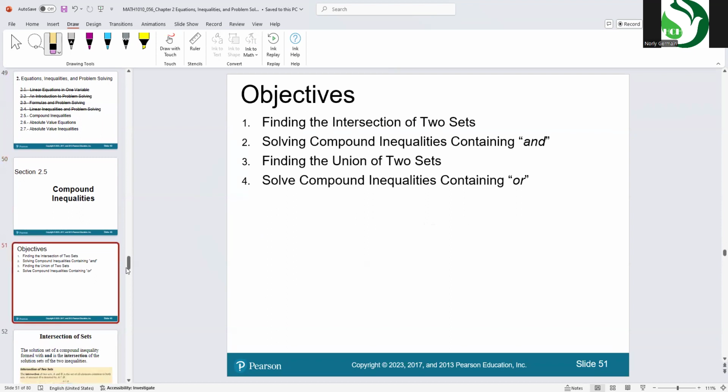Our objectives are to find the intersection of two sets, solve compound inequalities containing "and", find the union of two sets, and solve compound inequalities containing "or". So compound in mathematics means joining two or more sets together.